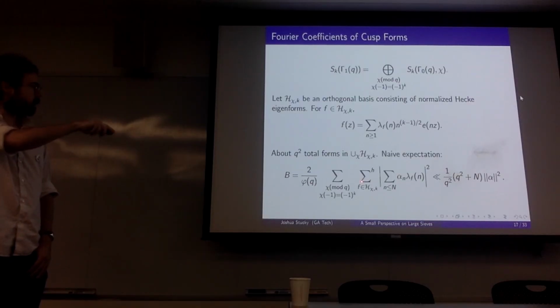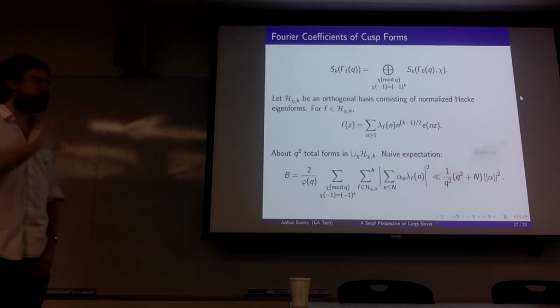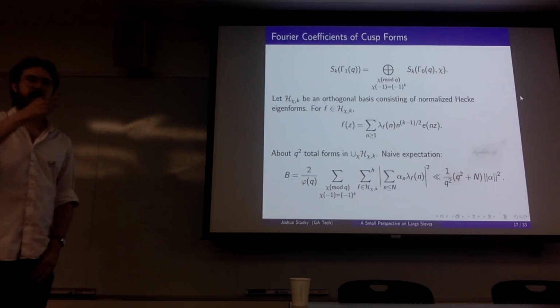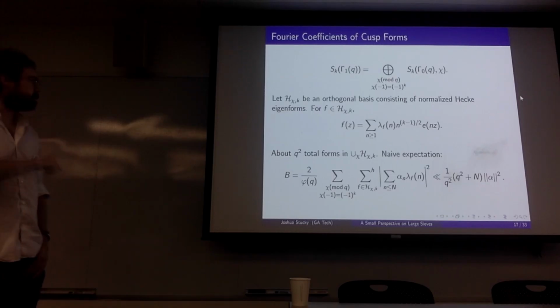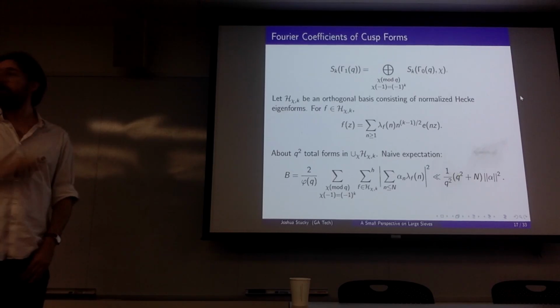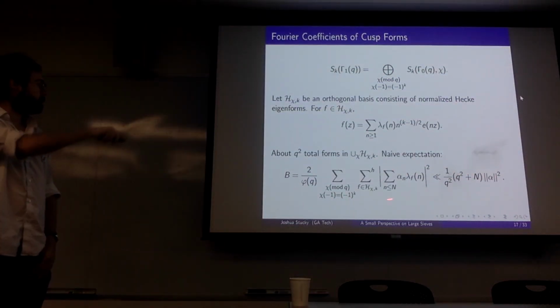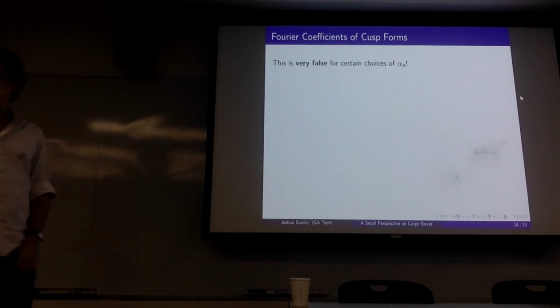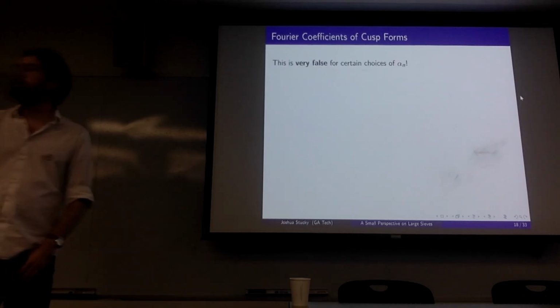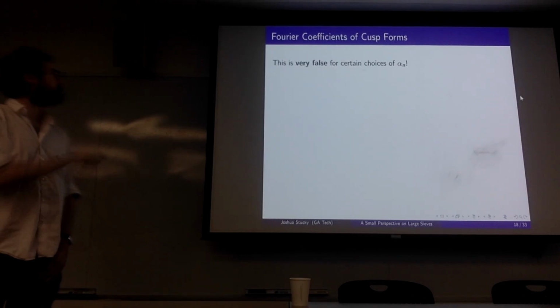I have a 1 over q squared coming from the two normalizations, the number of forms in my family, and the length of my sum. This is what you would naively expect to be true, and you naively expect it because it is very wrong. It fails to be true quite dramatically, actually. Also, I'm just going to call this thing B so I can reference it on the next slide. So yes, this is very false if you are considering truly arbitrary choices of your coefficients.